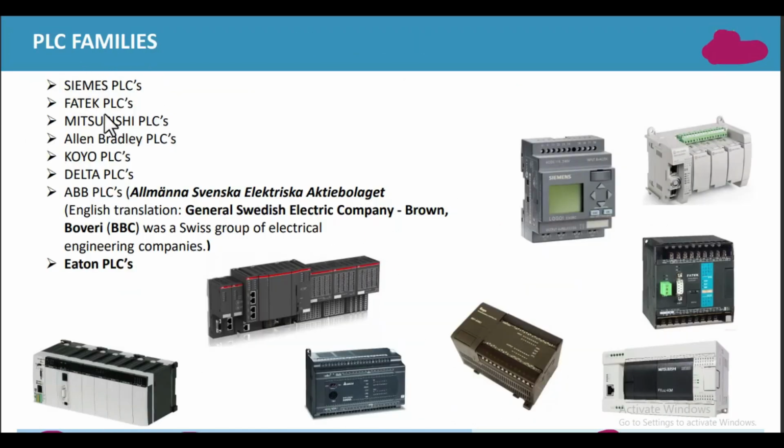PLC families. There are different kinds of PLC families, for example Siemens PLCs, Fatek PLCs, Mitsubishi PLCs, Allen Bradley PLCs, Koyo PLCs, Delta PLCs, and ABB PLCs, which stands for Asea Brown Boveri. These are different kinds of PLCs.